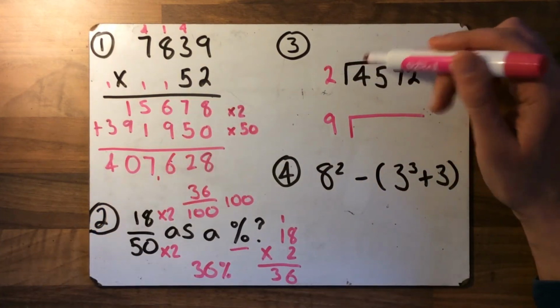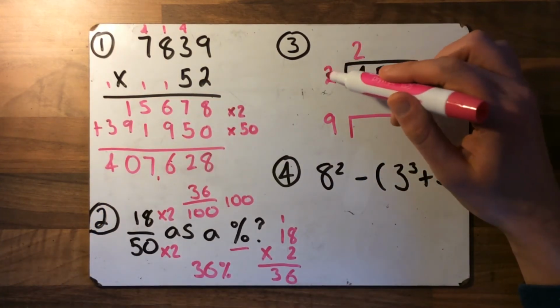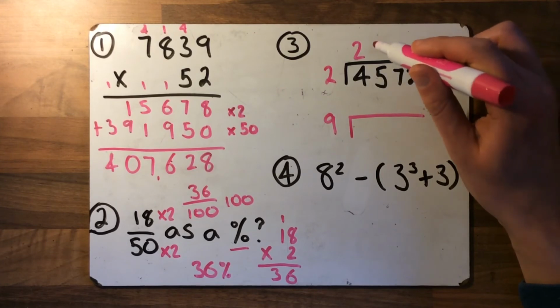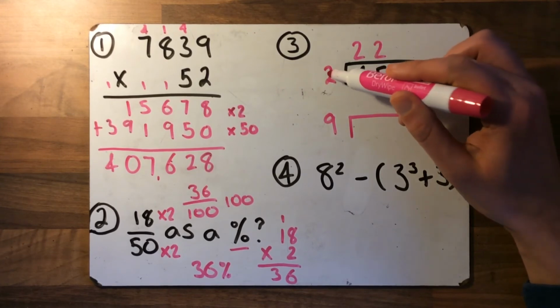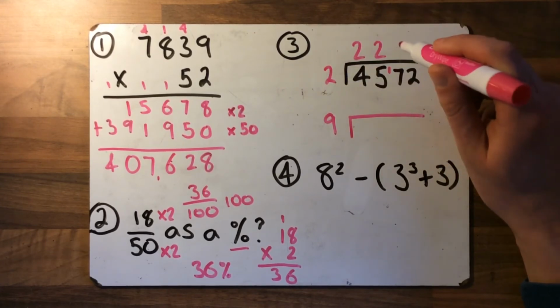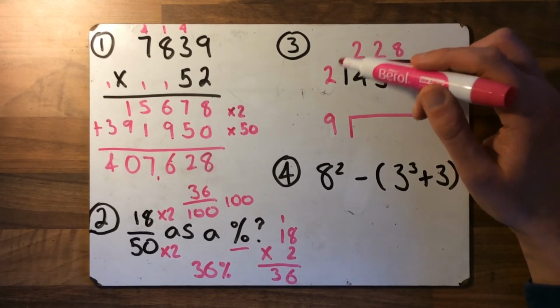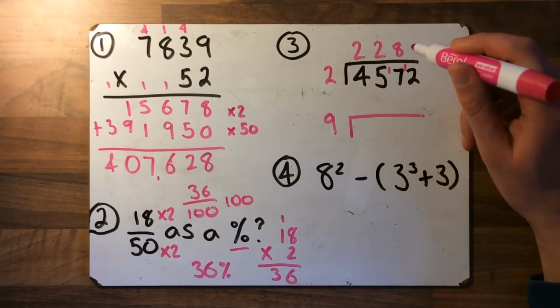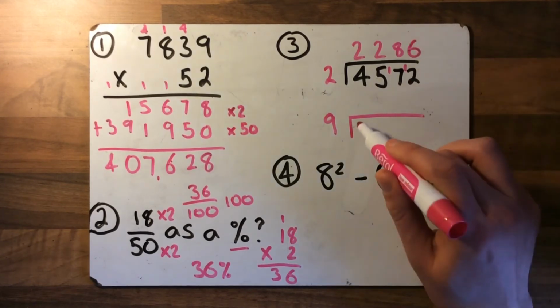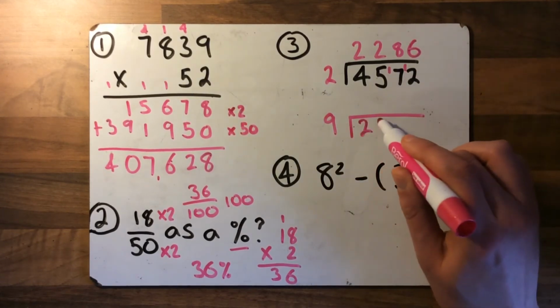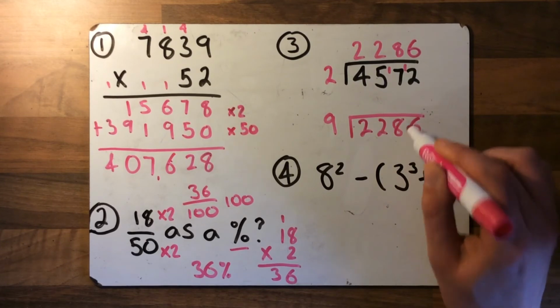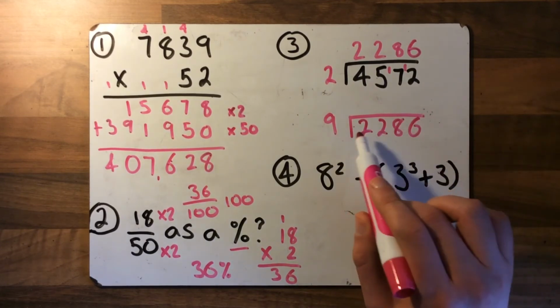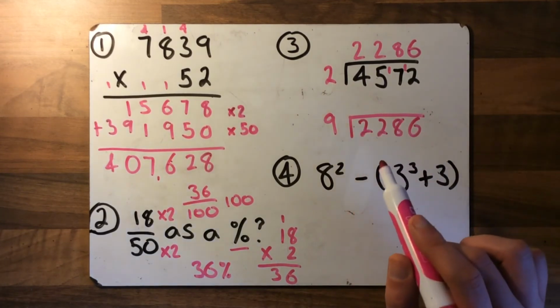How many times does 2 go into 4? It's twice. How many times does 2 go into 5? It's twice with 1 left. How many times does 2 go into 17? It goes in 8 times with 1 left. How many times does 2 go into 12? 6 times. And then our answer comes down here, and then we calculate the second section.